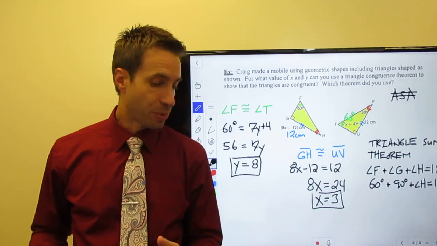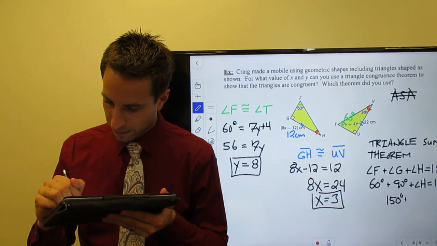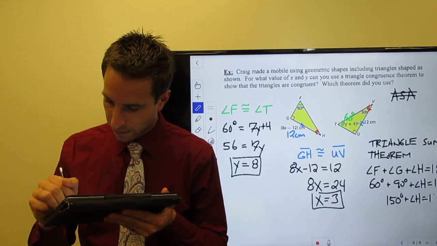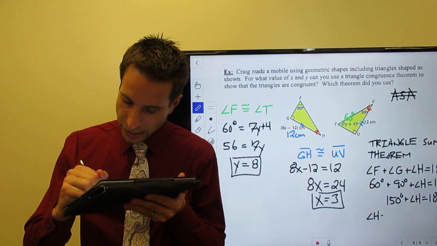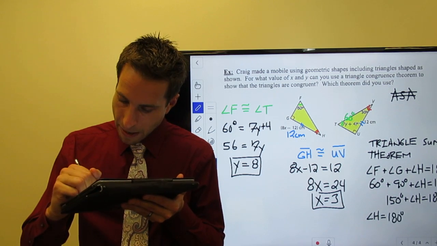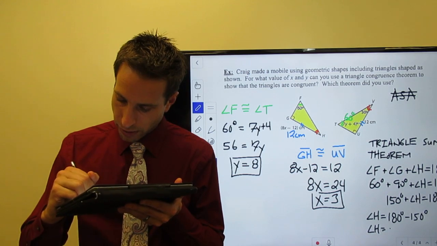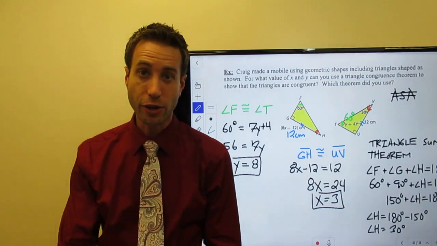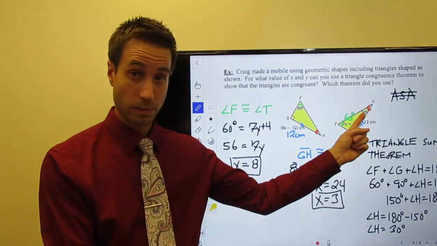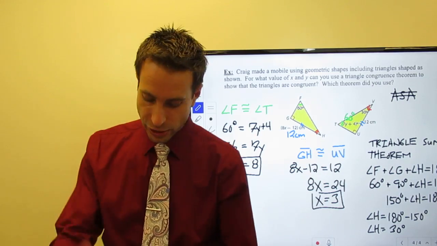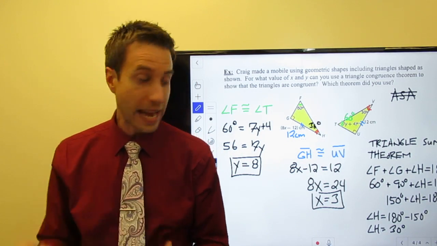Okay, well, 90 plus 60, how about 150? Subtract the 150 to the other side, angle H is equal to 180 minus 150. What do you get? You get 30 degrees. Is that what I needed? Yeah, you bet it is. Angle H is 30 degrees, and that's exactly what angle V was.